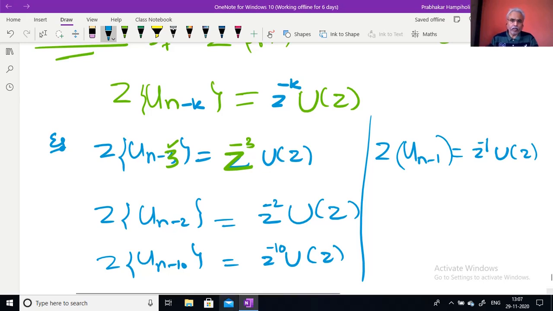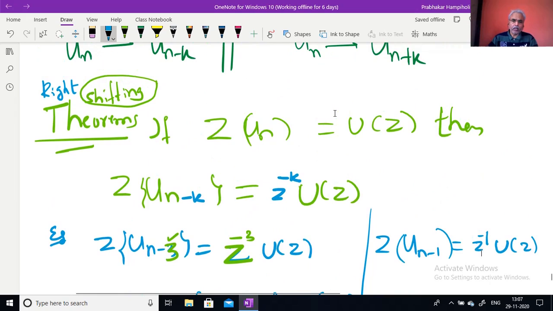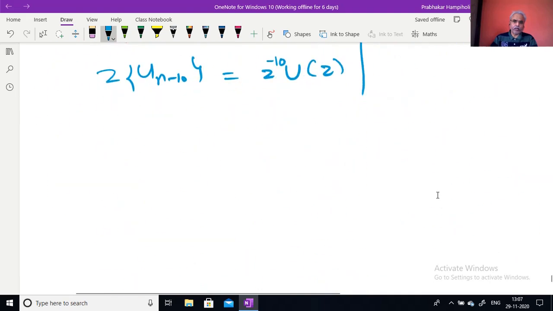Very similarly, instead of n minus k, if I write n plus k, you will get something different, of course. That becomes the left shifting theorem. So let us write the left shifting theorem.